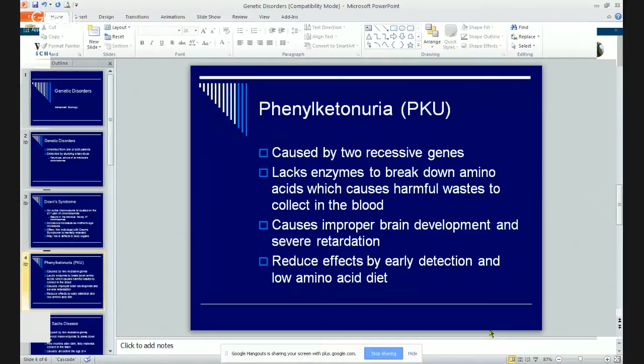So it's a livable condition. It's something that you can cope with and live with. The earlier we can detect it, the better off you are. Because you've got a buildup of these wastes in your bloodstream and in potentially other organs, you can have improper brain development occur, and you can have severe retardation with individuals with PKU. So severe mental slowness and difficulty processing things. So it's not uncommon for these individuals to need some very significant assistance with living.